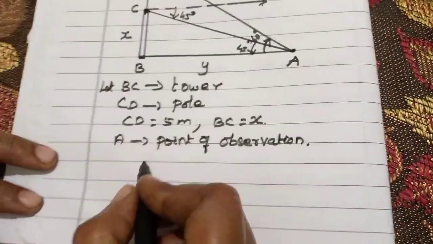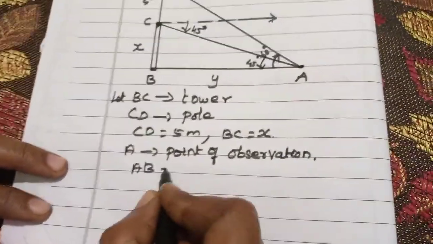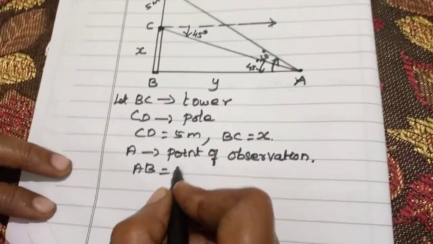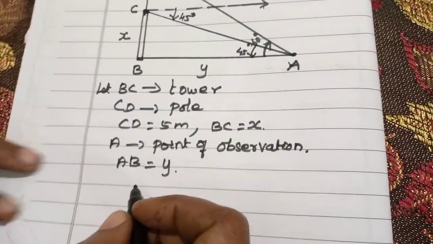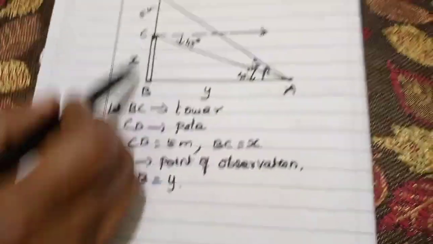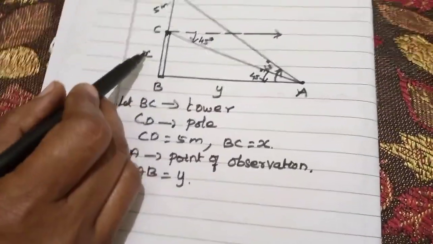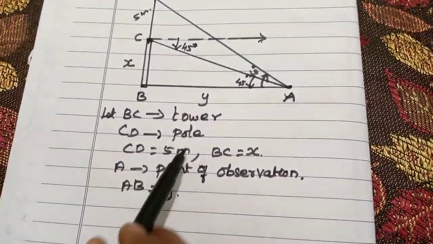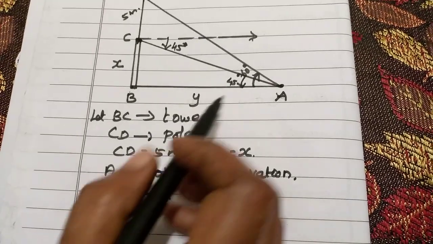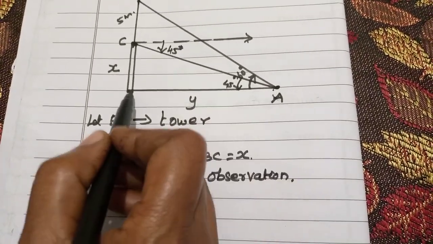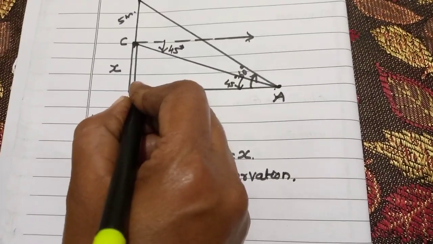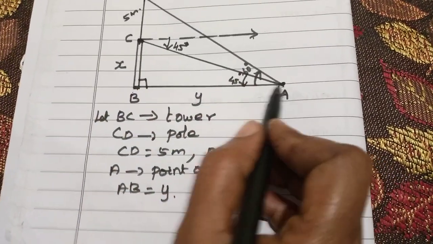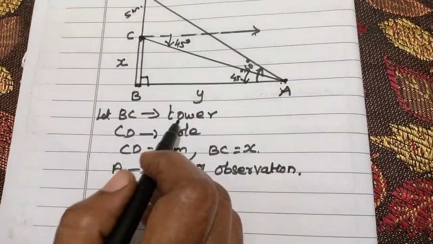So, AB, let us take it Y. Okay. AB, this distance AB equal to Y. So, we have to find out this BC. What is the height of the tower? X we have to find out. So, here let us take the right triangle first of all. ABC, this right triangle. Okay. Then we can take it ABD, this whole triangle we can take it.